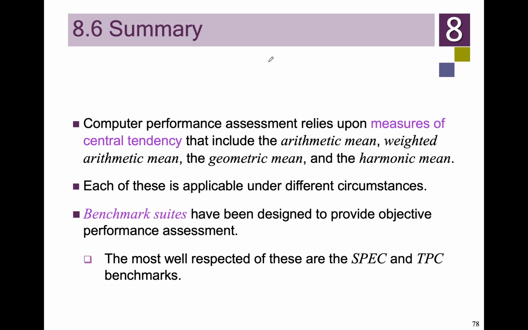So we can summarize it in our 8.6. Computer performance assessment relies upon measures of central tendency that include the arithmetic mean. This one we already learned, and also another one we looked at, the geometric mean, right? And then the weighted arithmetic mean, this one we also already looked into, the geometric mean, and the harmonic mean. Each of these is applicable under different circumstances, and benchmarks should be designed to provide objective performance assessment. The most well respected of these are the SPEC and also TPC benchmarks.